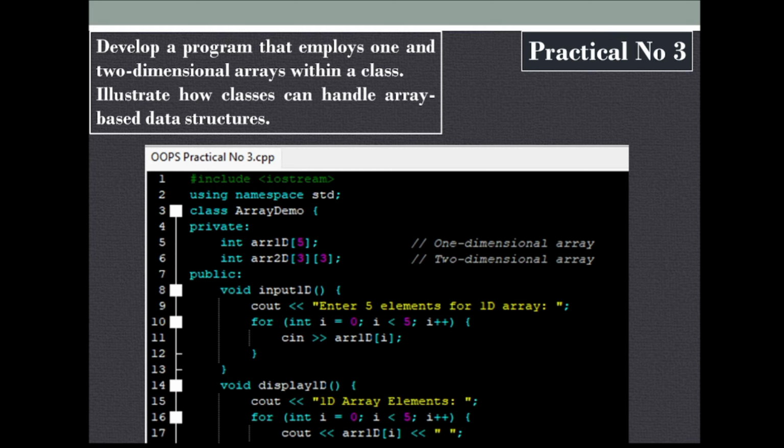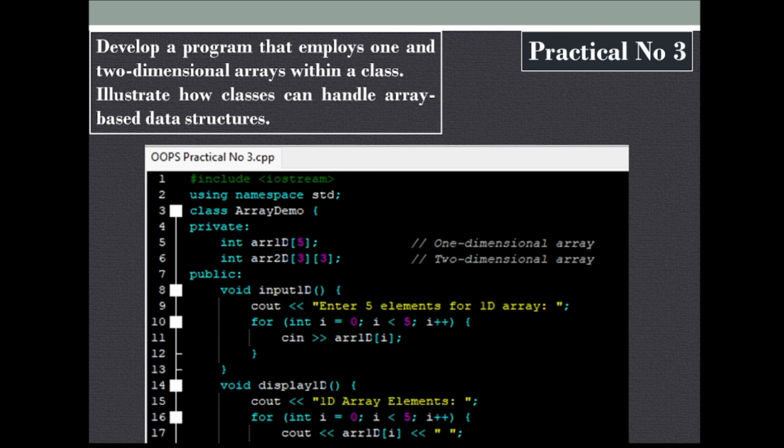Public, which means the functions can be accessed using the object. We have void input1D(). Then we have cout "Enter 5 elements for 1D array". for (int i = 0; i < 5; i++) cin >> array1D[i]. Now, void input1D is a function which takes 5 values. Cout will display the message to the user. The for loop runs 5 times, and cin takes the input and stores it in the array. And here the loop ends.